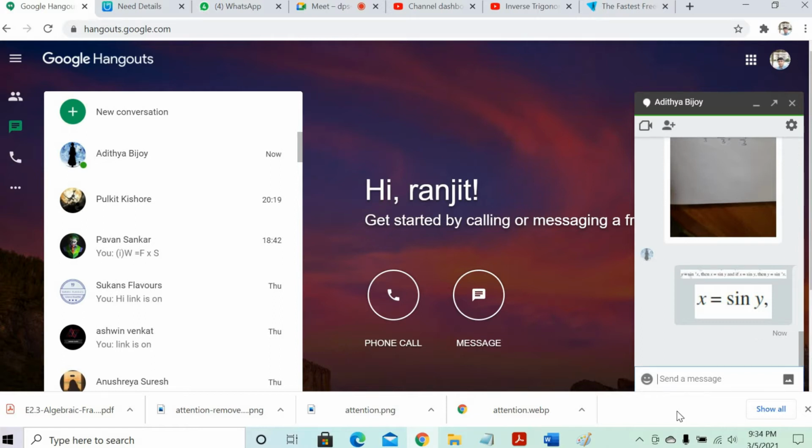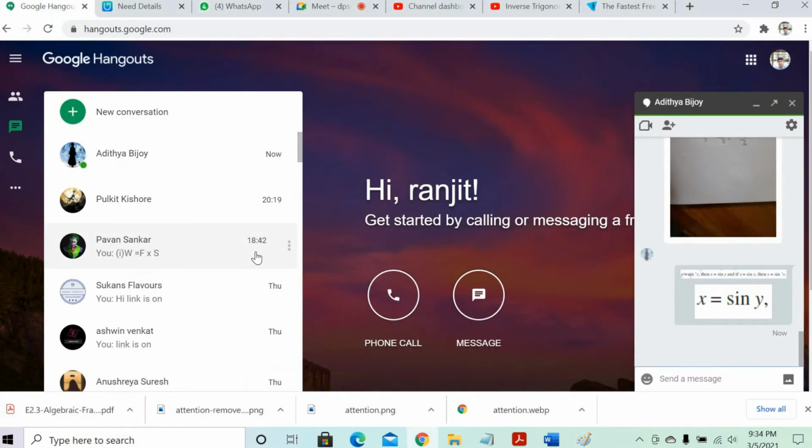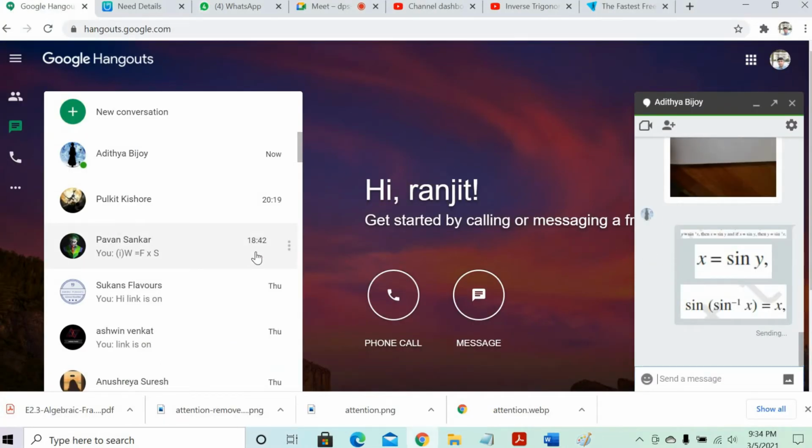So sine of sine inverse x. Now sine of sine inverse x, got it? Is nothing but x only. Because sine y was x, and y is nothing but sine inverse x. So sine of sine inverse x is x. Clear? Yes, sir. In simple terms, you can understand the sine and sine inverse will get cancelled, and then the answer is x. Similar thing happens the opposite way also.